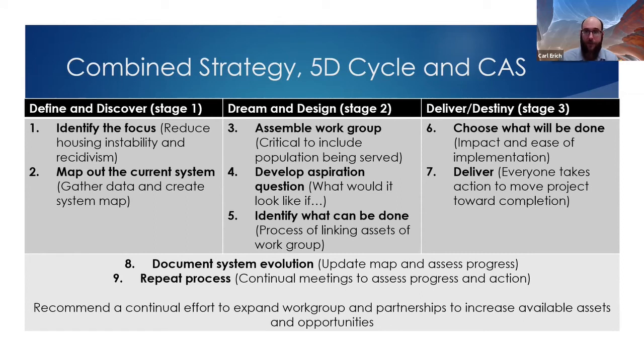So the last part is design and deliver a destiny. So that's about actually figuring out what you can do and implementing it. But the fourth component I really want to speak toward is documenting the system evolution, which I've said several times now, which is important to understand what's going on and how it's transforming based on your work. And nine is repeating the process. So you want to continue over and over. So finally, I also recommend a continual effort to expand your work group and partnerships to increase available assets and opportunities, because that will enhance and maximize the number of things you can actually do to resolve the problem.